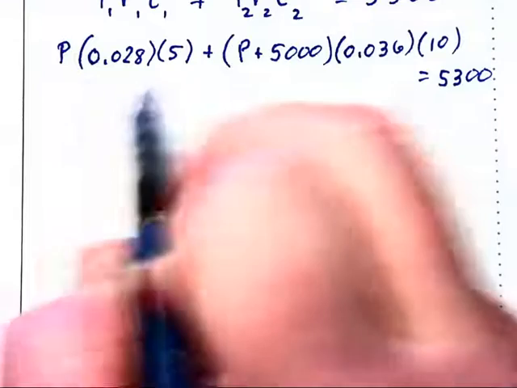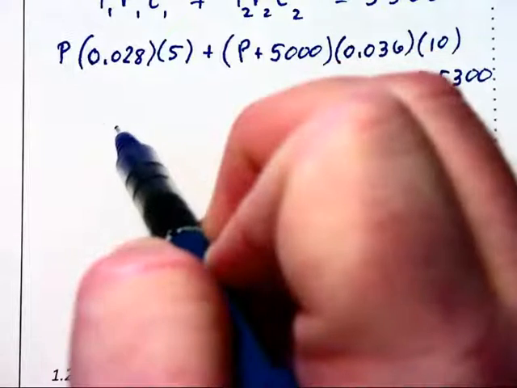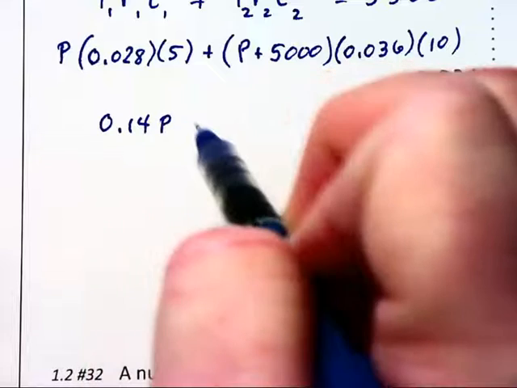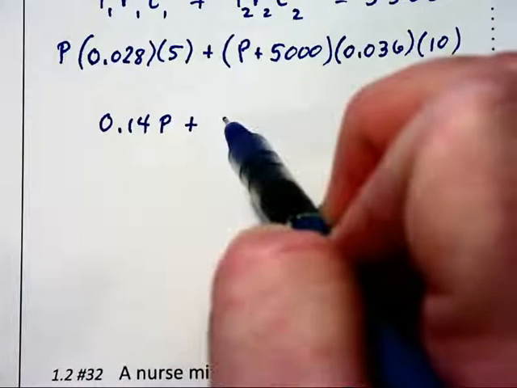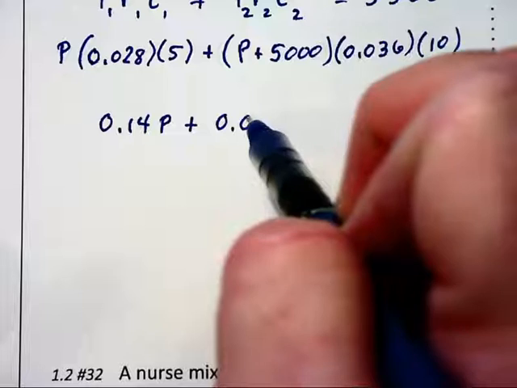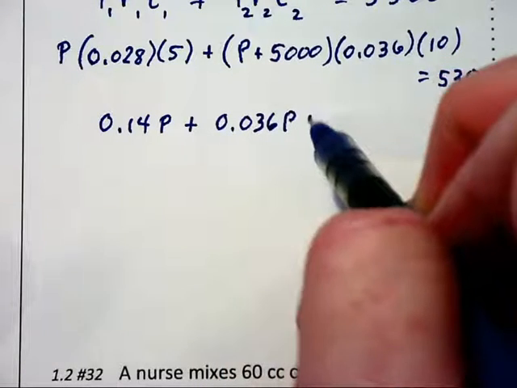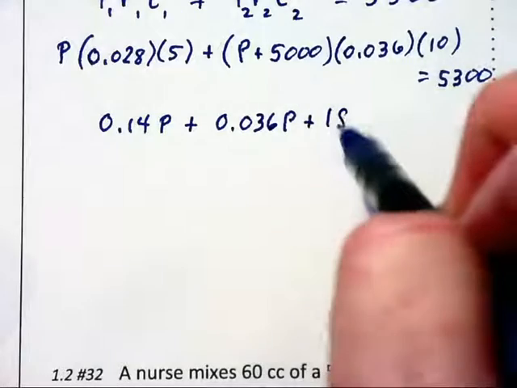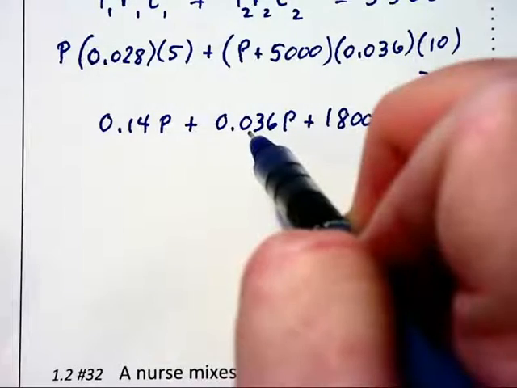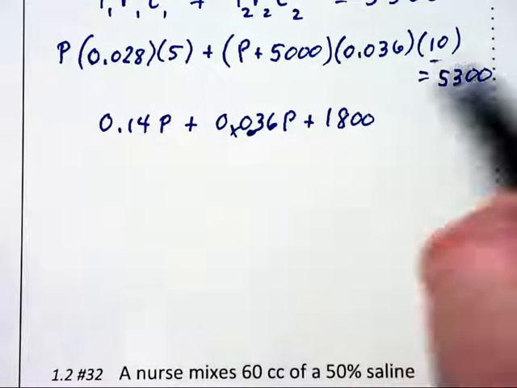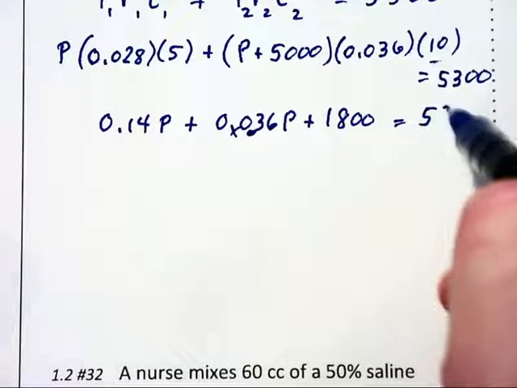Okay, we need to do a little bit of cleanup here on the left-hand side. When we multiply together the terms with that first P, we're going to find that we get 0.14P plus 0.36P plus 1,800. Sorry, that should be 0.36 because I've multiplied by 10 there, equals the 5,300.